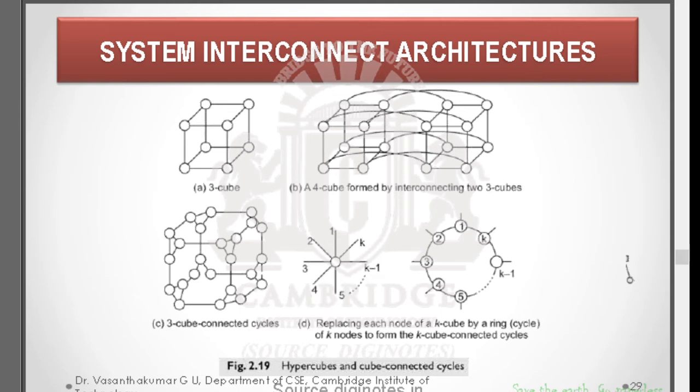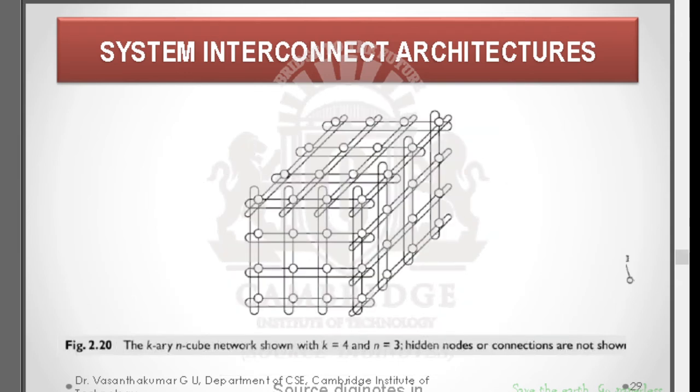These are some more sets similar to that. And one more we have, this is quite complex, that is the K-array n cube network shown with K equal to 4 and n equal to 3.